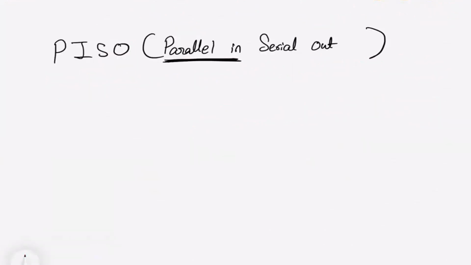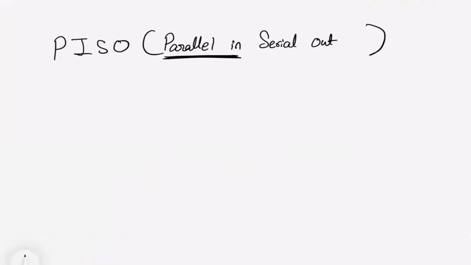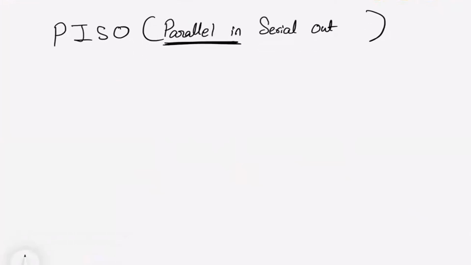In the previous case, we were retrieving data in the form of parallel output. Now in this case, we want to send data as parallel input. Okay, so let's see what the architecture will be for this PISO, or parallel input serial output, shift register. So let's take again an example of 4-bit. So we have 4 D flip-flops.